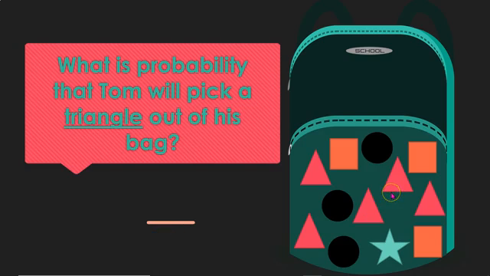The last shape that we are going to find the probability of is a triangle. So what is the probability that Tom will pick a triangle out of his bag? There are 1, 2, 3, 4, 5 triangles and 12 total shapes. So the probability that Tom will pick a triangle out of his bag is 5/12.